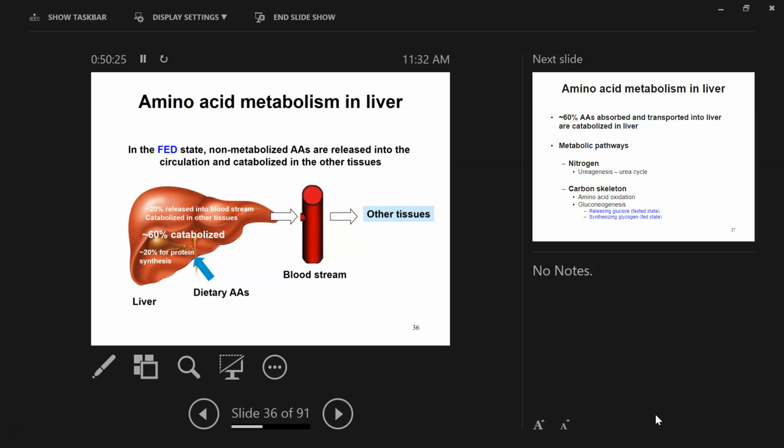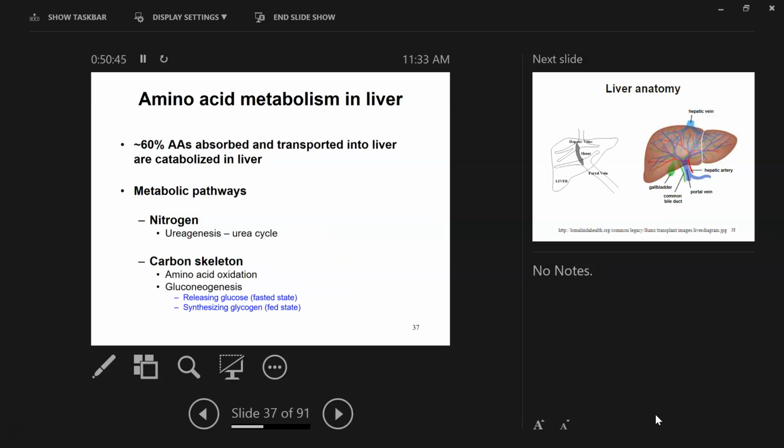So this is the overall idea about amino acids metabolized in the liver. It's actually a lot, right? 60%. A lot of amino acids are metabolized in the liver. And more information about amino acid metabolism in the liver. Again, about 60% of amino acids that are absorbed and transported into the liver are catabolized in the liver, right? First point.